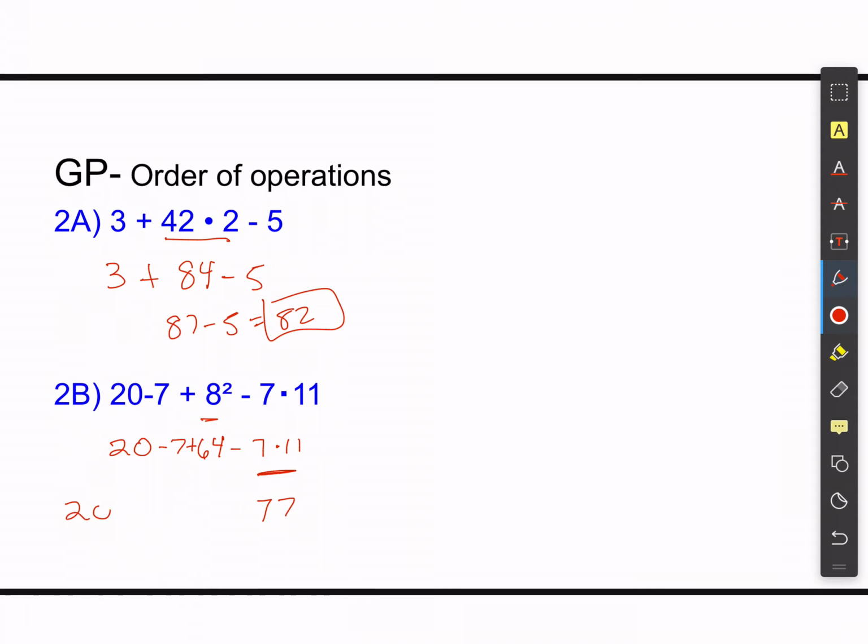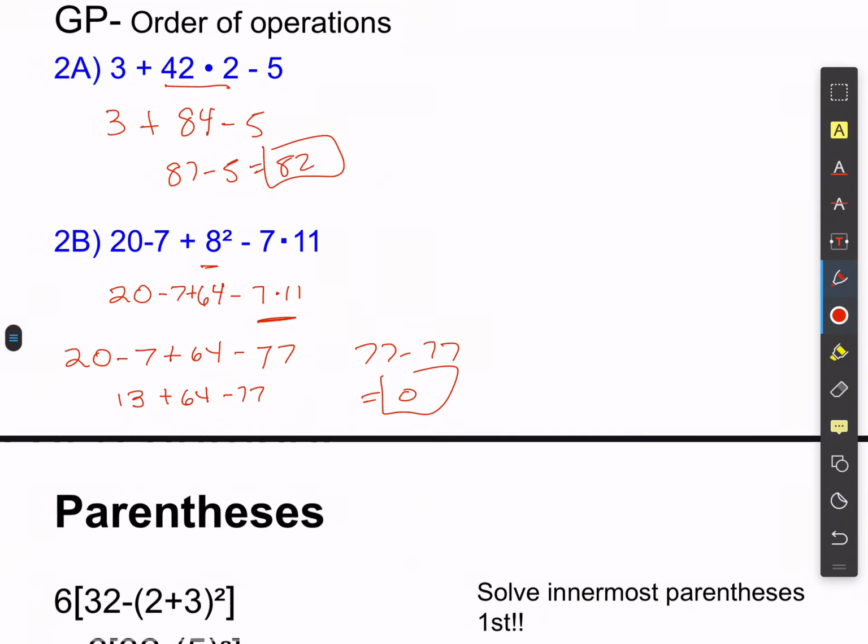So I have 20 minus 7 plus 64 minus 77. Notice I just dropped all my signs and everything else down. Now it's just adding and subtracting, so I go from left to right. 20 minus 7 is 13, plus 64 minus 77. If I do that out, I get 77 minus 77. So all of that is just equal to 0, if I did my math correctly there.